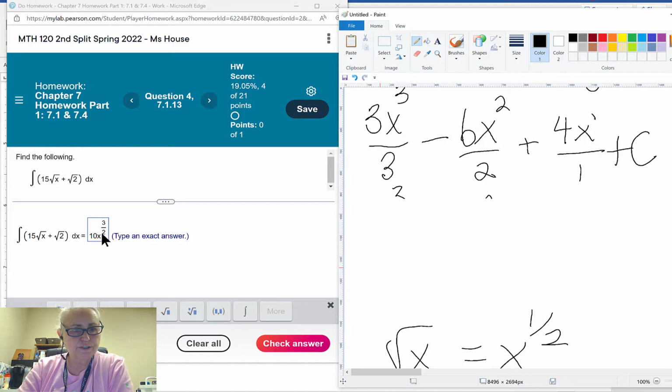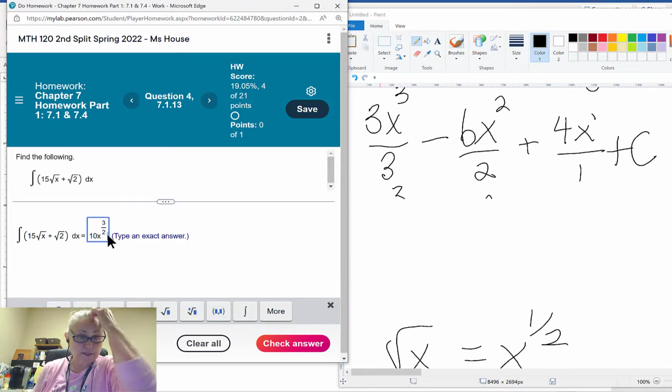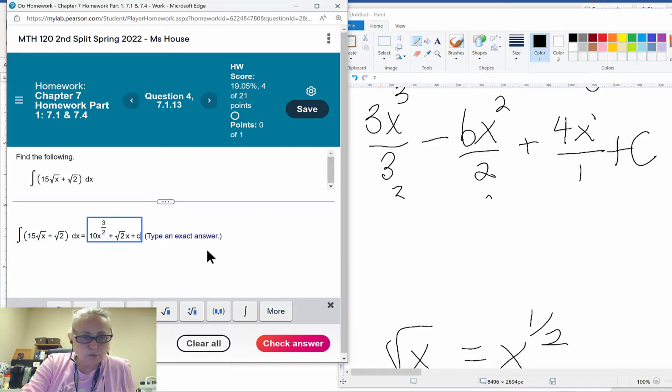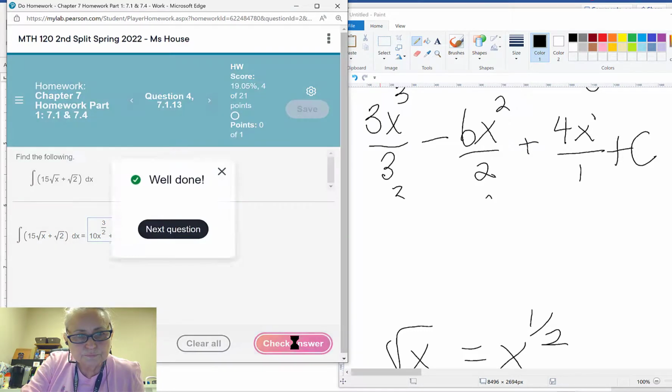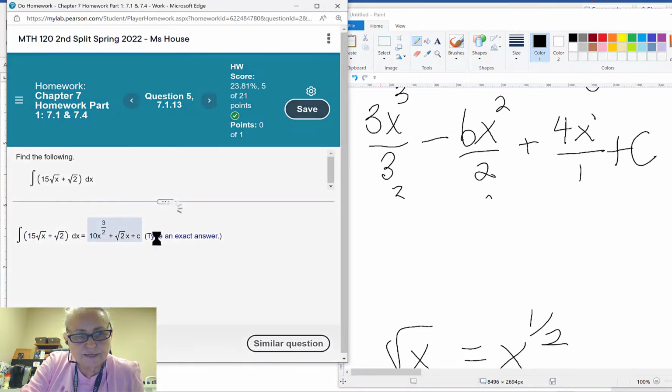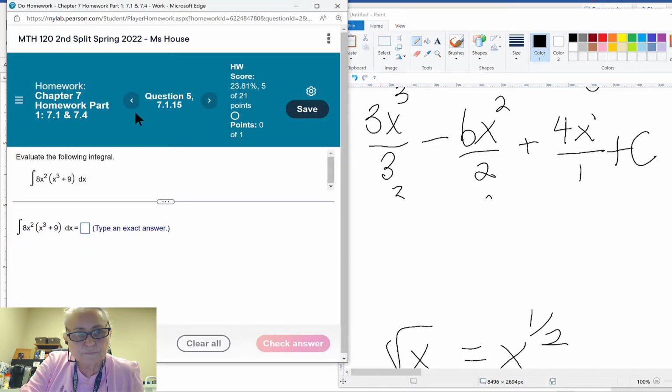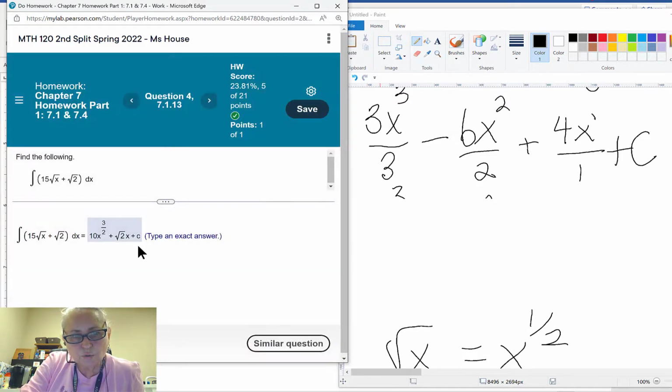All right, so let me finish this. This was 10x to the 3/2 plus the square root of 2x, and don't forget your c. And also, look, I'm going to put a lowercase c just to prove it, but be careful. This x is on the outside of that square root. It let me put in a lowercase c, so don't worry about that. Okay? All right, so let's go to the next one.